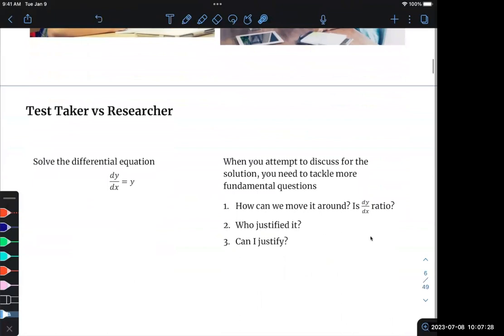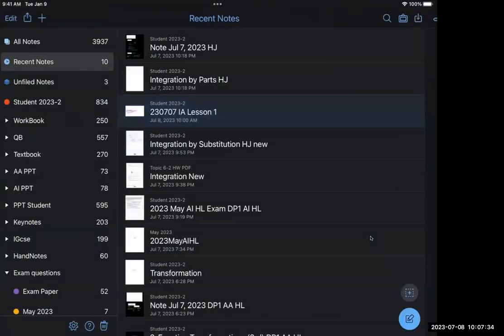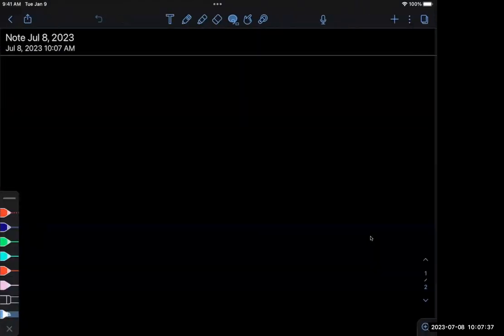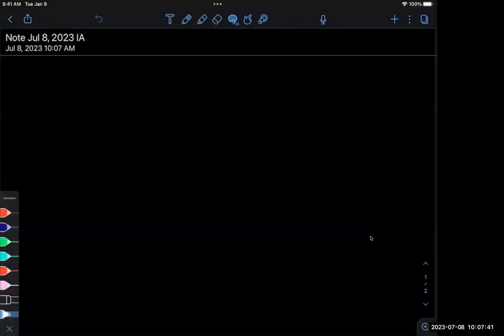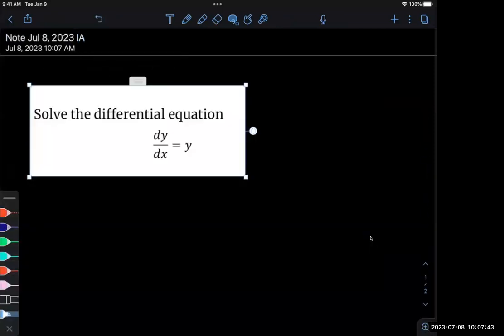Let me quickly talk about it with an example. Let's say that we are solving a differential equation. One of the primary examples that you start with for differential equations is something with the law of cooling, right?